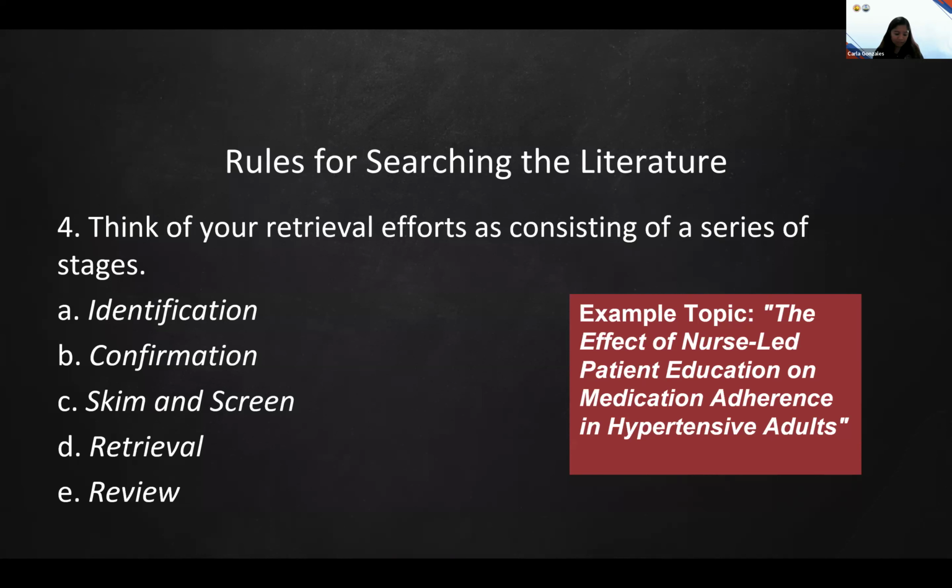So based on the topic that you have chosen, what are the keywords that you need to look for? Number one, nurse-led intervention. Number two, patient medication adherence. What else is here? Patient education, and then patient compliance, hypertension. So those are the keywords that you should find from the literature that you will be looking at.